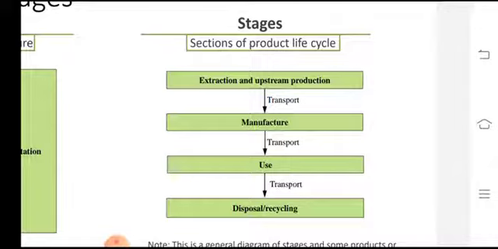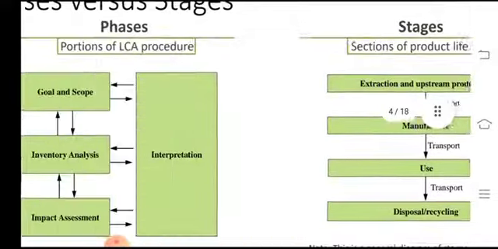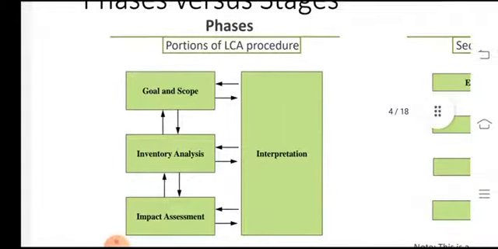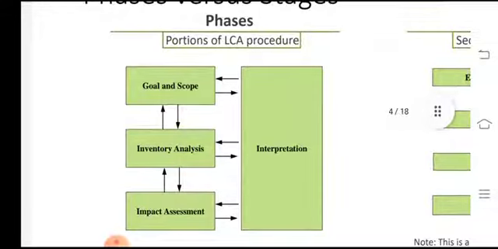Now we are going to link it with our phases for the assessment. What are they? Interpretation. And goal and scope. The goal and scope for what? For conducting LCA. As talked earlier, there are different grades and different depths up to which life cycle assessment can be conducted.